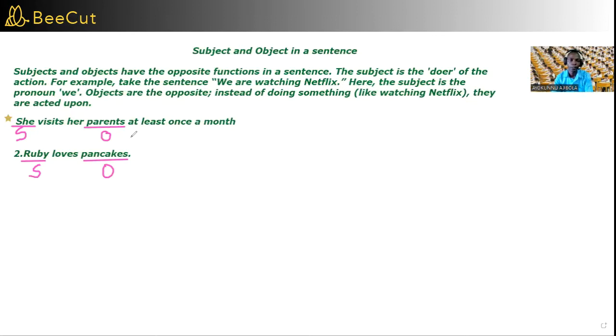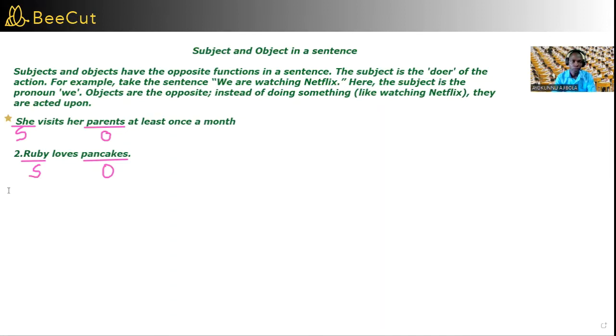I'm going to bring up a few more examples for us to differentiate between subject and object in a sentence. The next example is: the key is in the drawer.